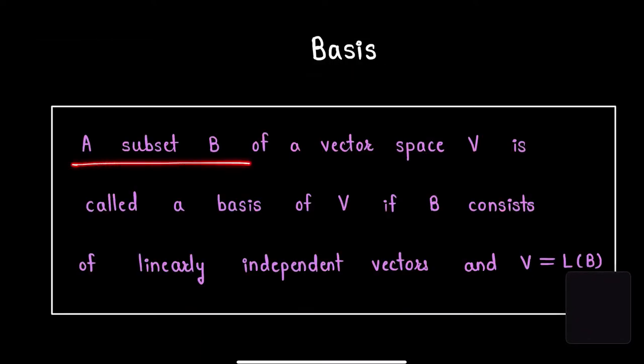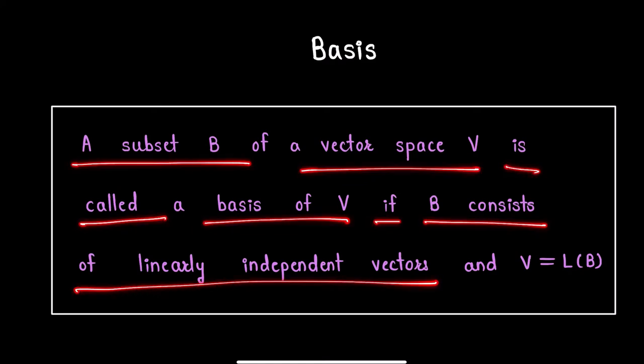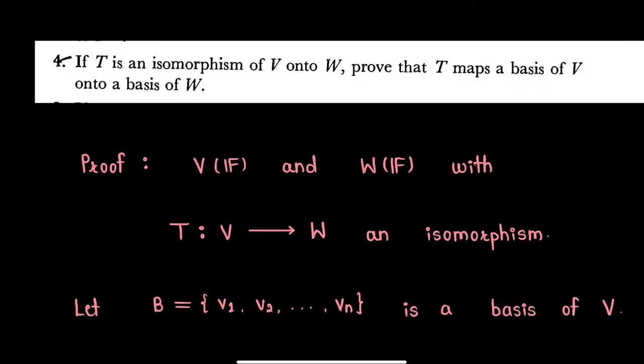So, a subset B of a vector space V is called a basis of vector space V if B consists of linearly independent vectors and the linear span of the set B is the vector space V. So, proof: here V and W are vector spaces over the same field F, with T from V to W an isomorphism. Now note that since T is an isomorphism, T will be a 1-1 homomorphism.